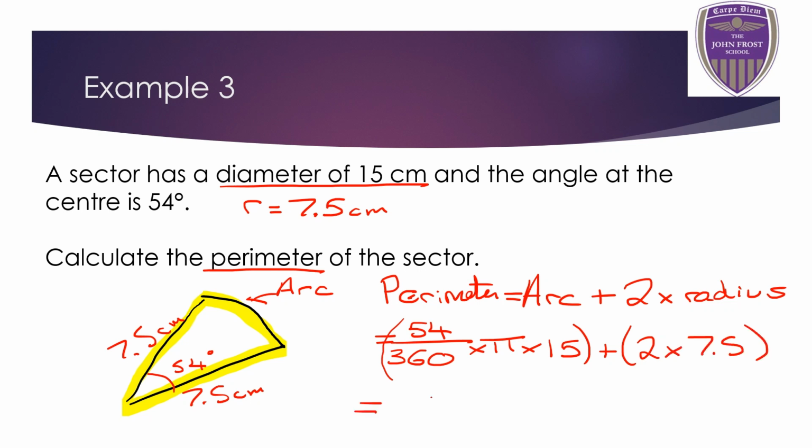If you type that all into your calculator, you should get 22.1 centimeters. Once again, round to one decimal place. Okay? So those are your three examples. Let's have a look at the main task then.